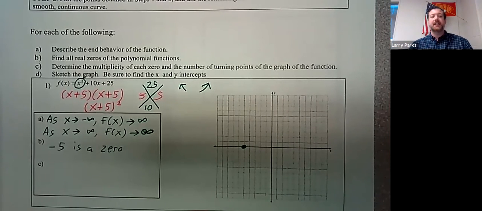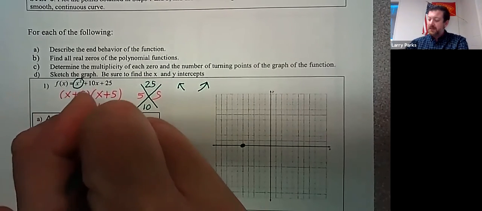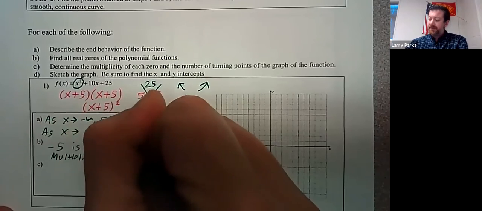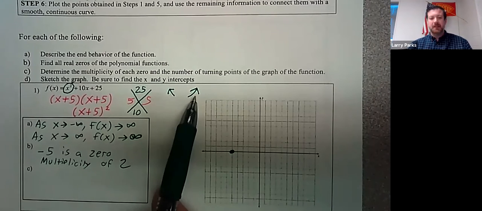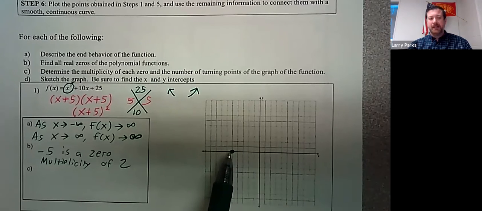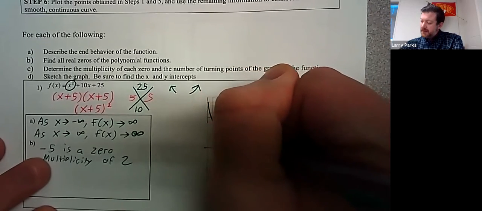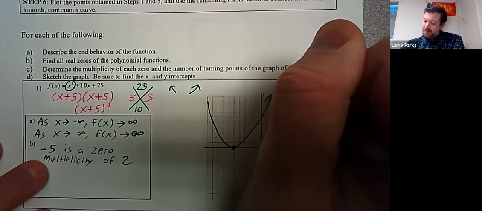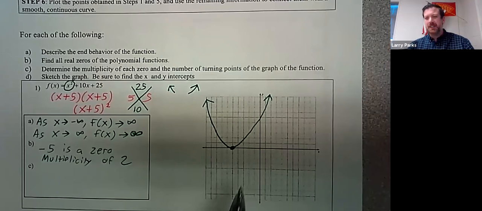And let's see, determine the multiplicity. Multiplicity of 2. And then I'm not going to worry about the turning points. And then we're going to sketch the graph. We're just going to do a rough sketch. So I know it opens up. I know it's going to do a bounce here because multiplicity is even. So it's going to come down, do a bounce, go back up. And this is a rough sketch. It doesn't look exactly like that, but all I want you to know how to do is a rough sketch at this point. Okay.